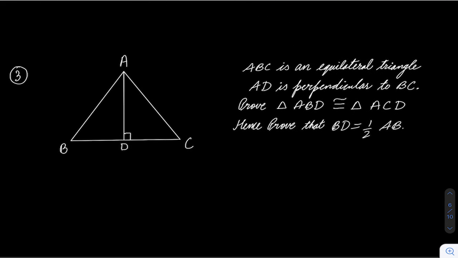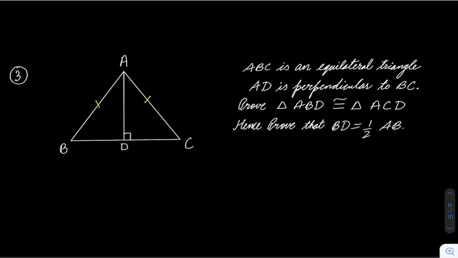The third question is, ABC is an equilateral triangle. AD is perpendicular to BC. Prove that triangle ABD is congruent to triangle ACD, and hence prove that BD is equal to half of AB. So let's first try to prove that these two triangles are congruent. Now this is an equilateral triangle, so first I will write all the information that I have.